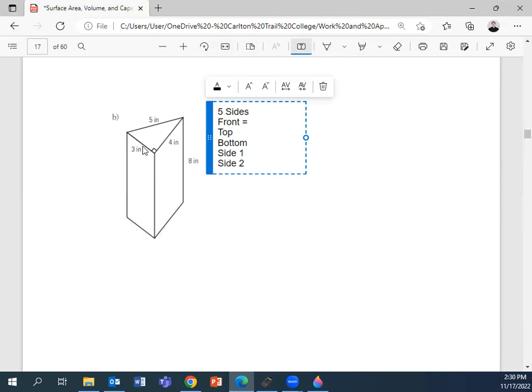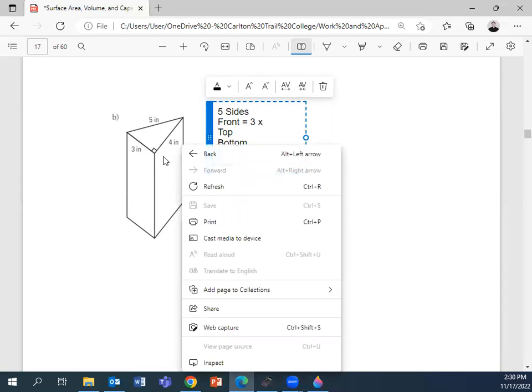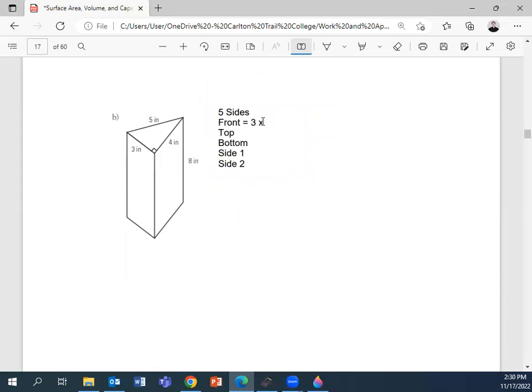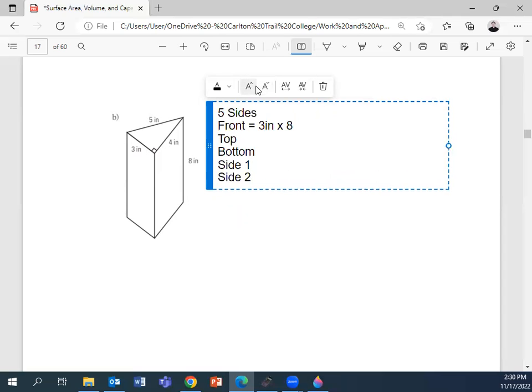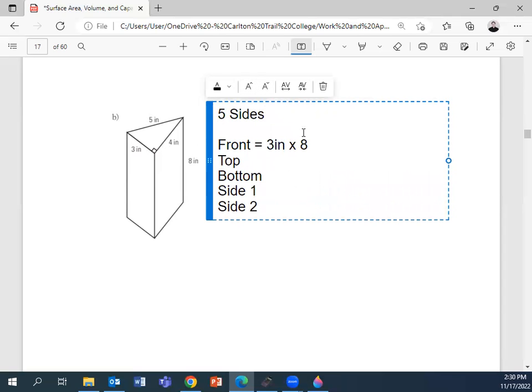You know, it's the 3. That's one of them. But what's the length of this one? 8, right? That's because this one's 8. If you took a ruler, you measured it out, you'd find that this one's also 8. So it's 3 inches times 8 inches equals 24 inches squared.